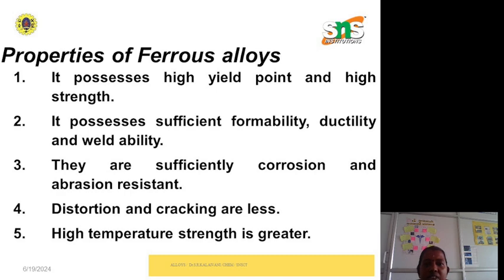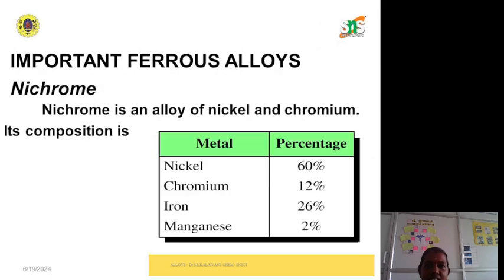The properties of ferrous alloys: they possess high yield point and high strength. They possess sufficient formability, ductility and weldability. They are sufficiently corrosion and abrasion resistant. Distortion and cracking are less in ferrous alloys. High temperature strength is greater in ferrous alloys.